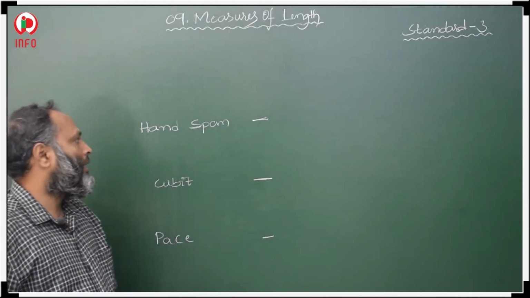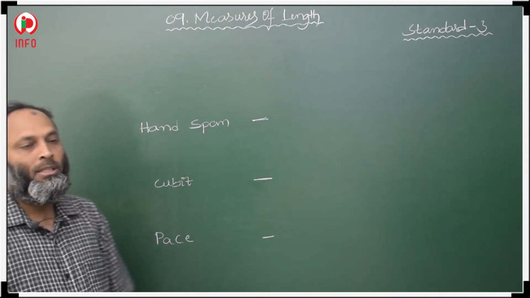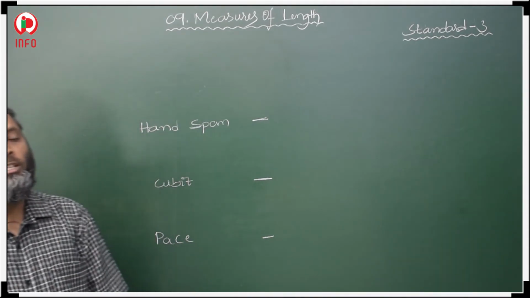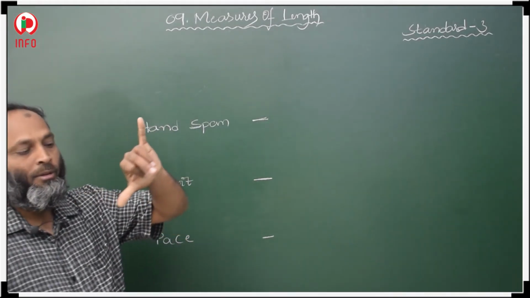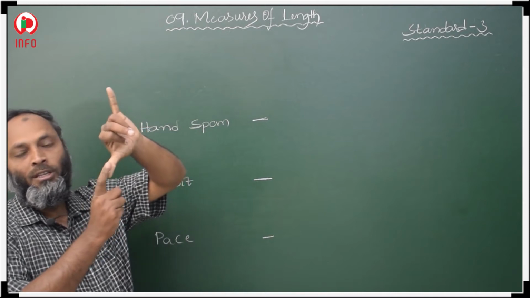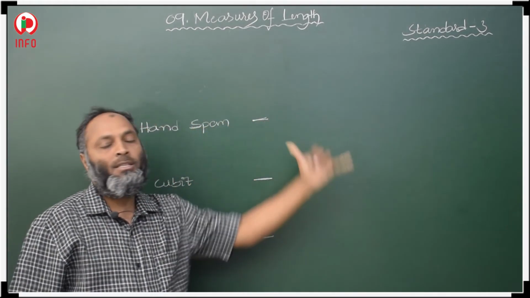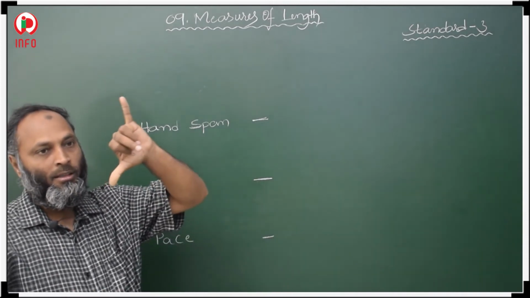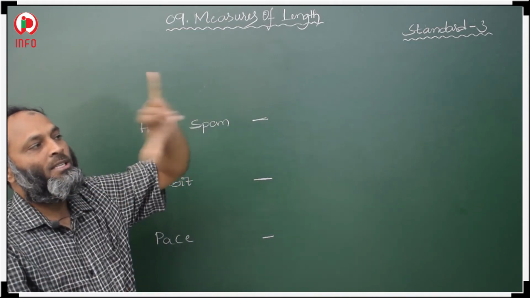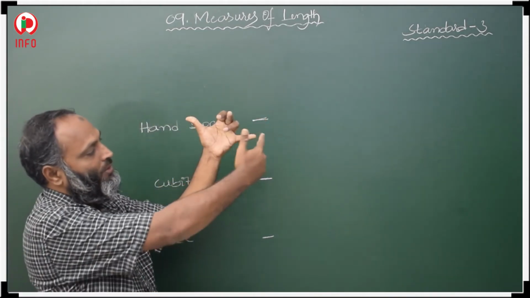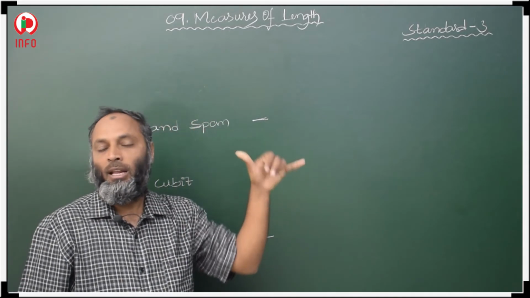See here, in earlier days they used the hand span. What is the hand span? Hand span means the distance from the thumb to the last finger. This is a hand span, this is a hand span, one hand span. So in earlier days they used hand span to measure length.